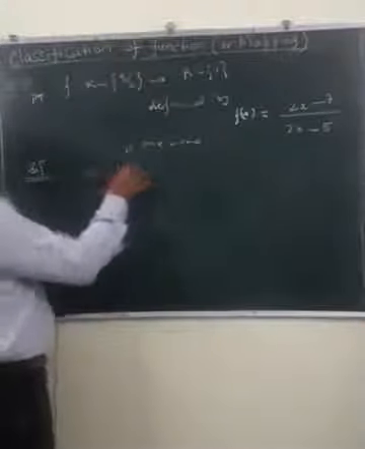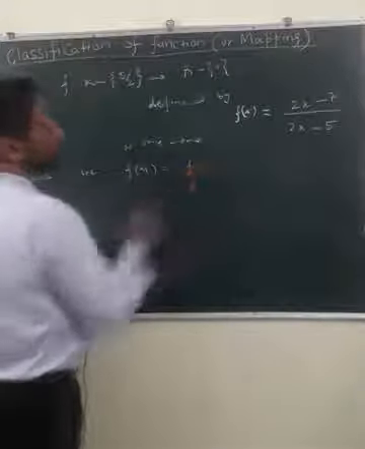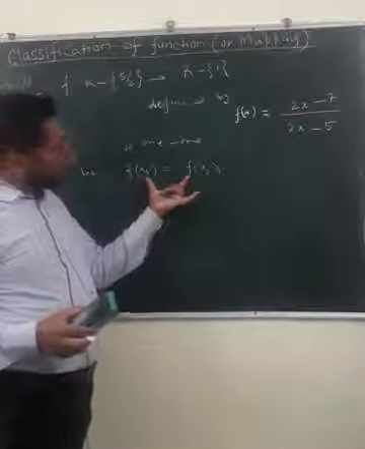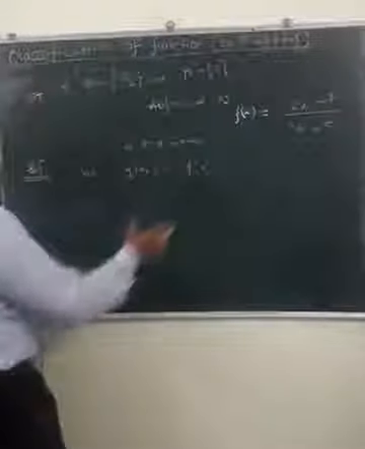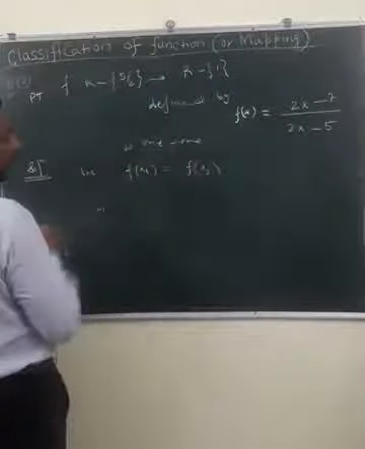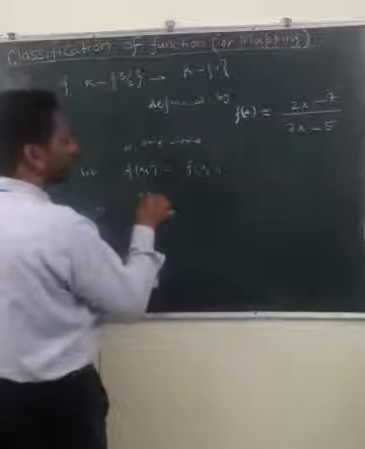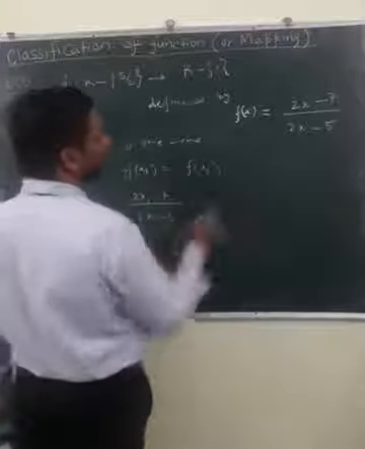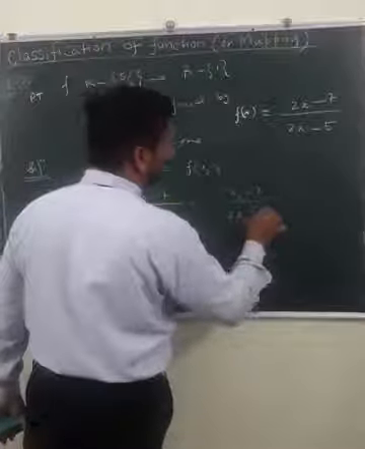Let f(x1) = f(x2). First I will write this and simplify, and if it gives x1 = x2, that means the function is one-one, where x1, x2 are from this set. f(x) is how much? f(x) is this, so f(x1) will be (2x1 minus 7)/(2x1 minus 5), and f(x2) will be (2x2 minus 7)/(2x2 minus 5).